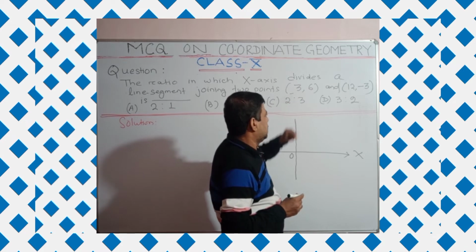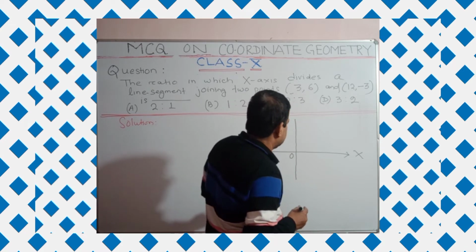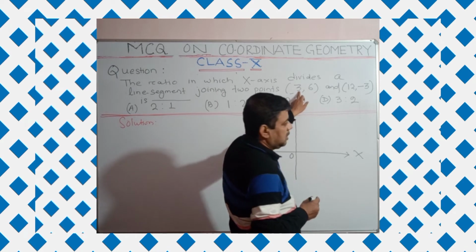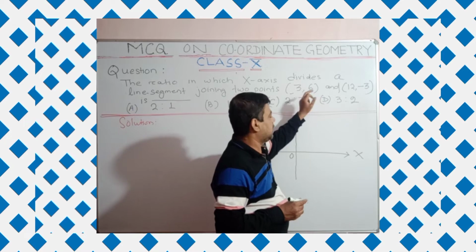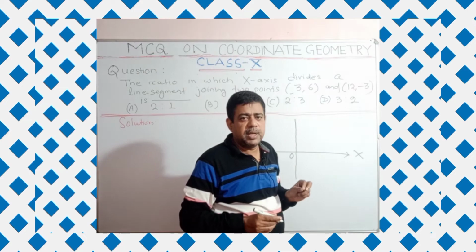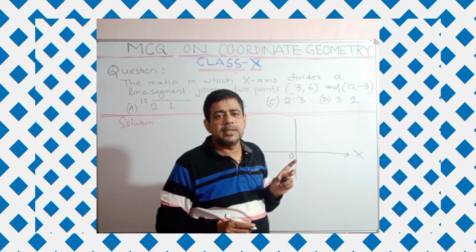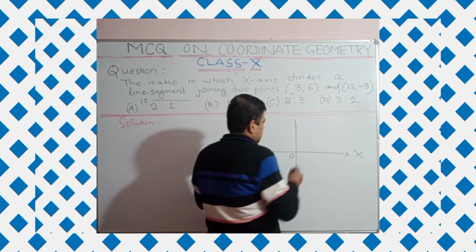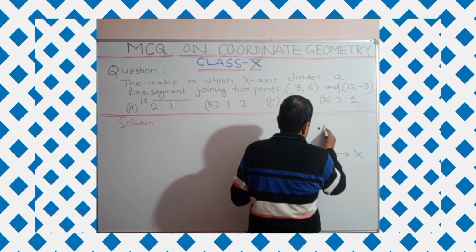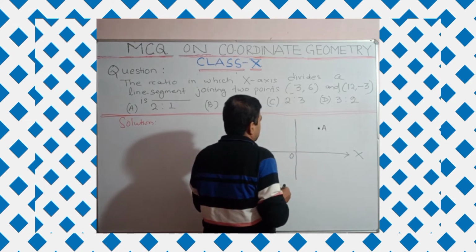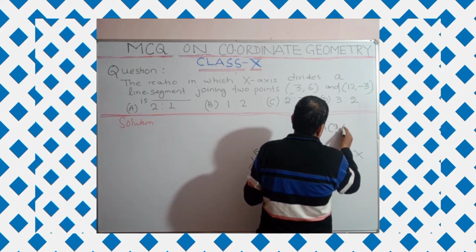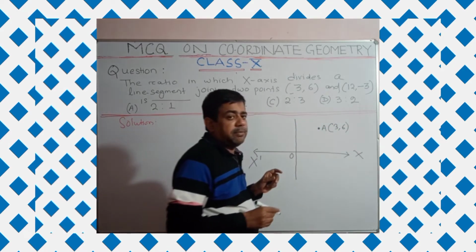And here, look at the students, one of the coordinates is (3, 6). Clearly, (3, 6) means what? The x coordinate is positive and the y coordinate is positive. And all of you know that if the x coordinate is positive and the y coordinate is positive, then the point will lie in the first quadrant. Suppose this point is A, the name of the point whose coordinate is (3, 6). Which quadrant does it lie in? It lies in the first quadrant.